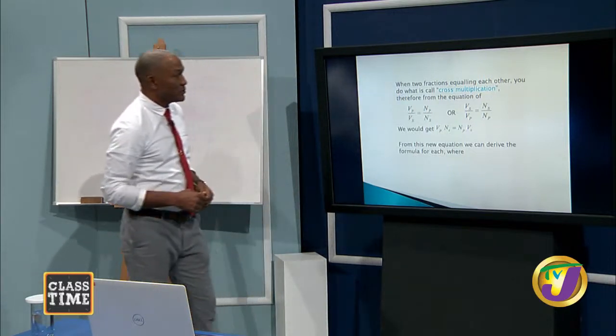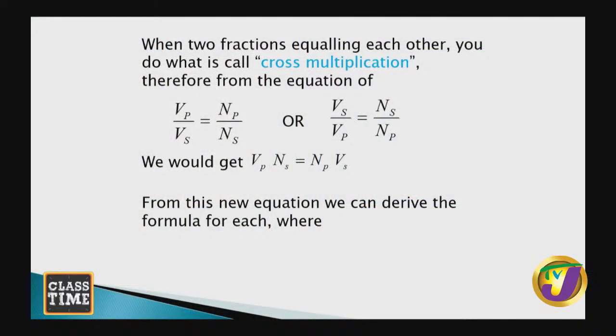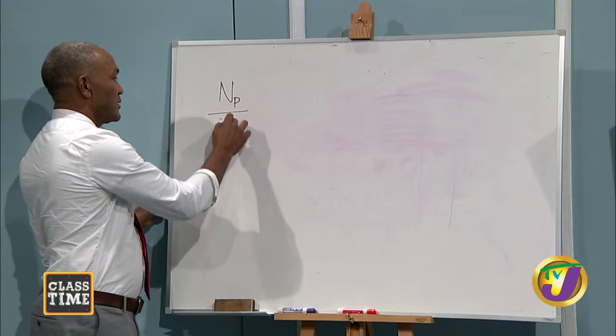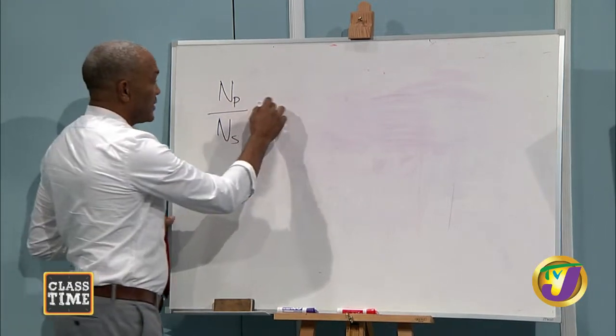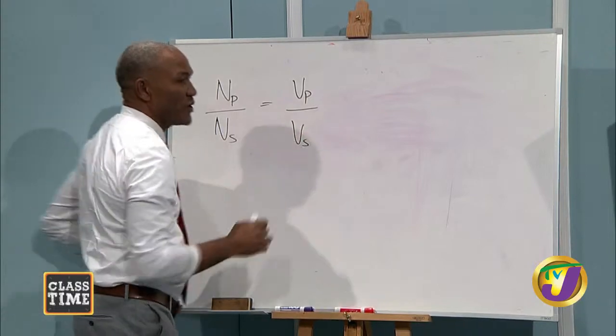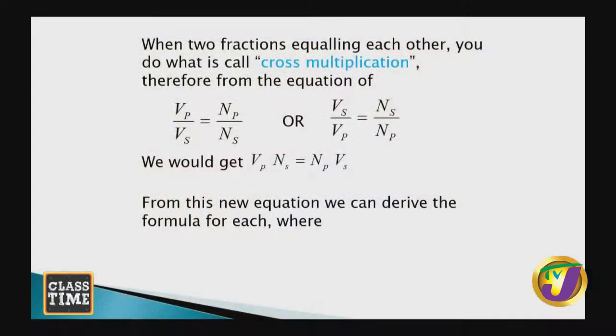Now, when you have two equations, two formulas, two fractions equal to each other, we can do what is called cross multiplication. So let me bring you through that. So we have Np over Ns is equal to Vp over Vs. So we're using one of them. We could use any one. It will come back to the same result.